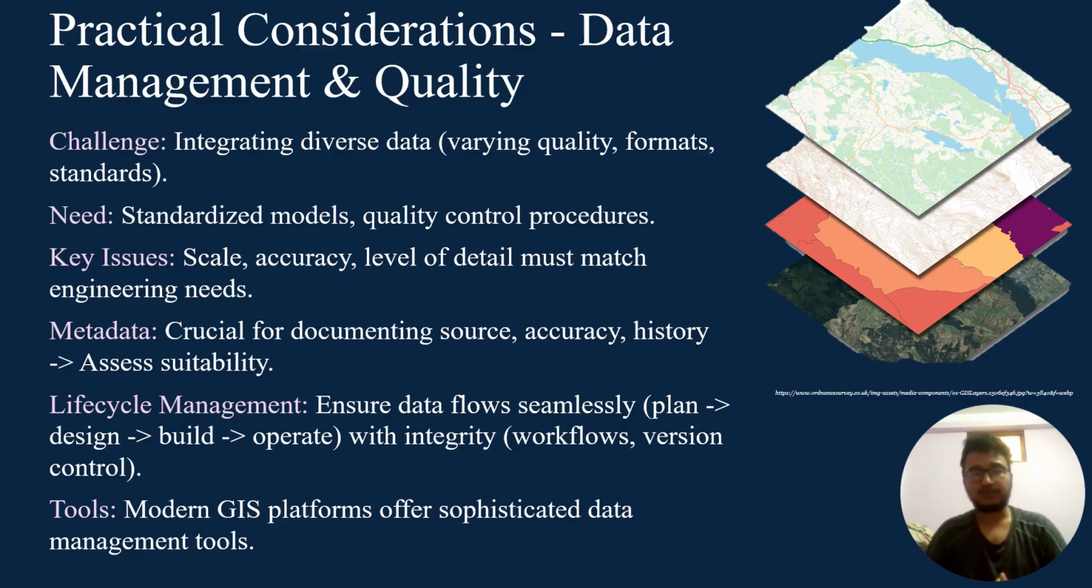Scale and accuracy considerations are particularly important in engineering applications. While GIS traditionally works with smaller scale data than engineering designs, the convergence of these disciplines requires attention to positional accuracy and the level of detail. Engineers must understand the limitations of GIS data when using it for precise design decisions.